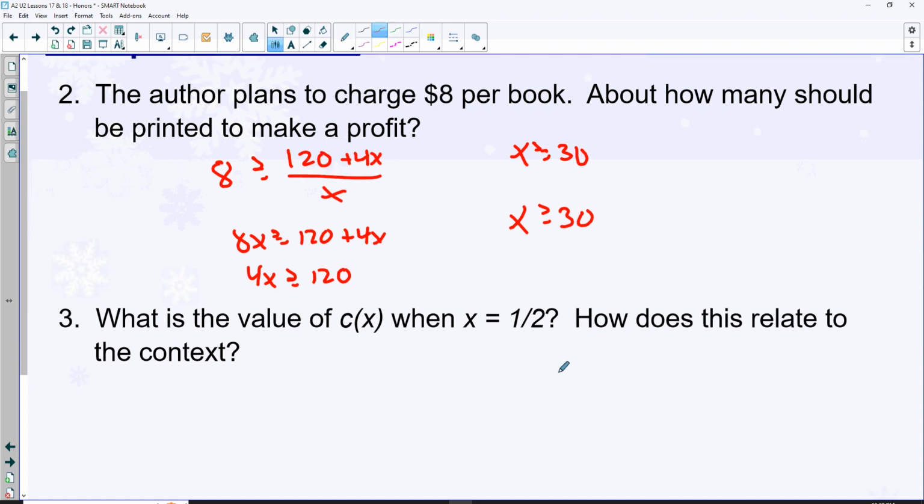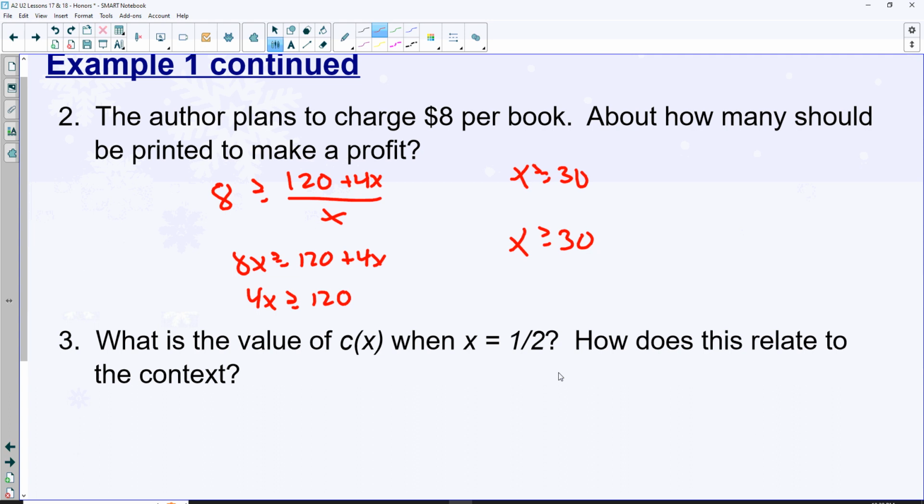Well, is that really going to happen? Are we going to sell half a book? I mean, you could plug it in, right? If you sold half a book, you get about $244. It would be $244 per book because that half a book would cost you $122 to print.